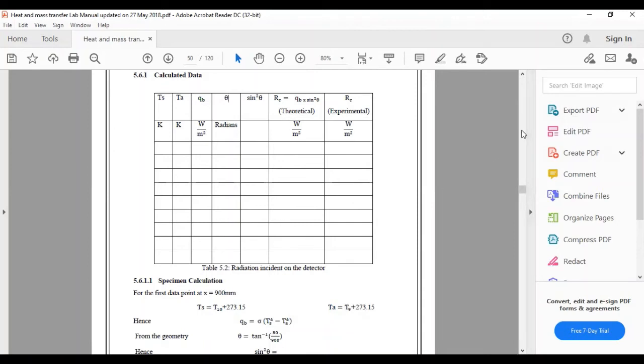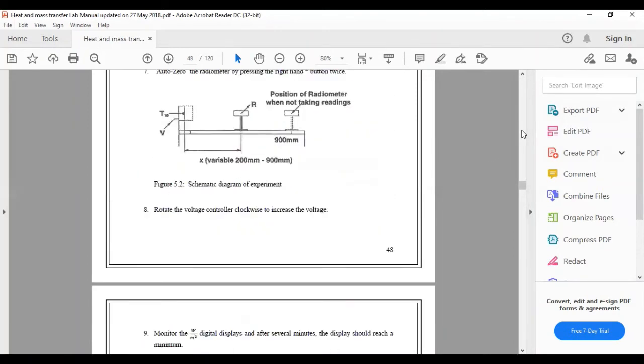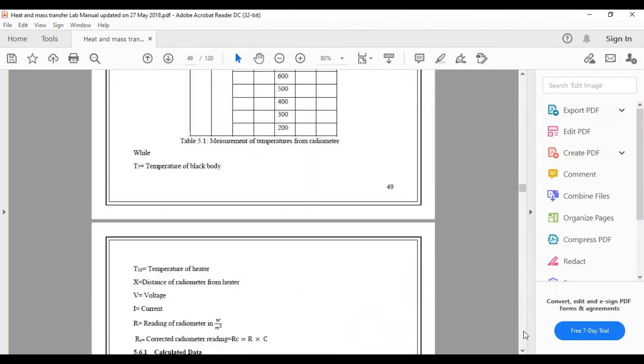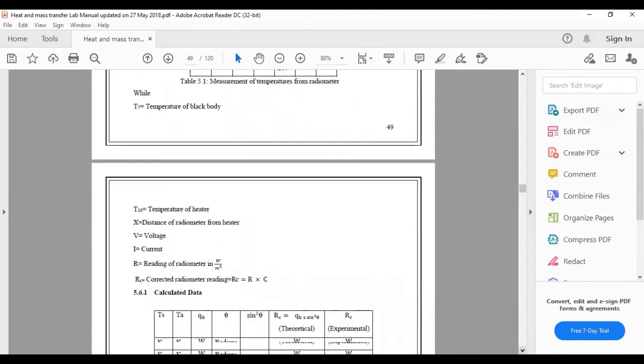Now the very important term is theta. If we look at this figure or the schematic diagram, this theta, as I have already mentioned, is the ratio of the height of this radiometer and its horizontal distance. If you want to measure this value of theta, you need both of these values. The height of this radiometer is constant, that is 50 millimeter, and the horizontal distance can vary from 900 to 200 millimeter. So we will use the values and we will measure the value of this angle.